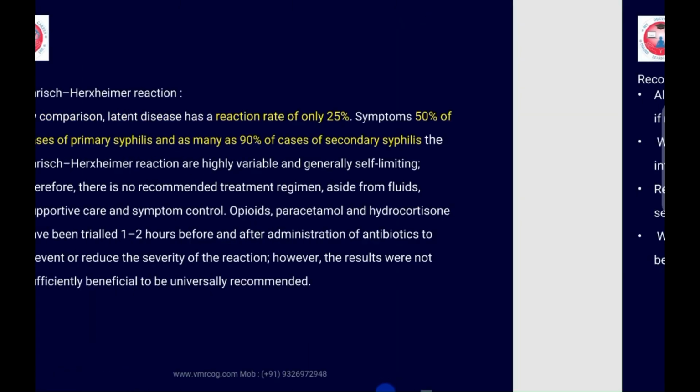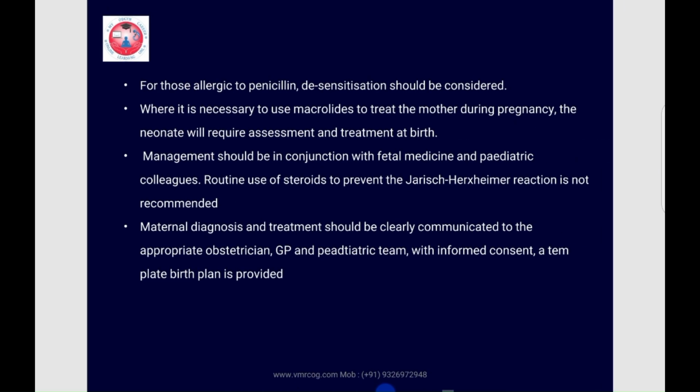So this is all what we have seen in our previous slides. Now let's go further. For those who are allergic to penicillin, desensitization should be considered. Where it is necessary to use macrolides to treat the mother during pregnancy, the neonate will require assessment and treatment at birth. Okay, so macrolide antibiotics are not recommended. If for some reason macrolide antibiotics are used to treat the mother during pregnancy, in that case the neonate will require testing and assessment because they do not cross the placenta adequately. Okay, the management should be in conjunction with fetal medicine and pediatric colleagues.